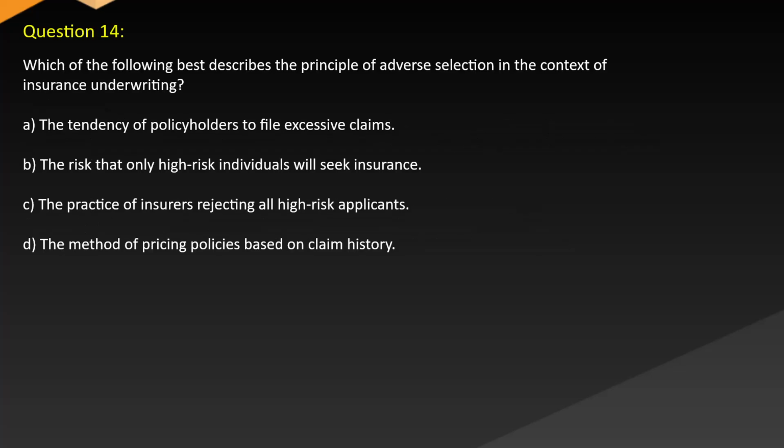Question 14. Which of the following best describes the principle of adverse selection in the context of insurance underwriting? A. The tendency of policyholders to file excessive claims. B. The risk that only high-risk individuals will seek insurance. C. The practice of insurers rejecting all high-risk applicants. D. The method of pricing policies based on claim history.